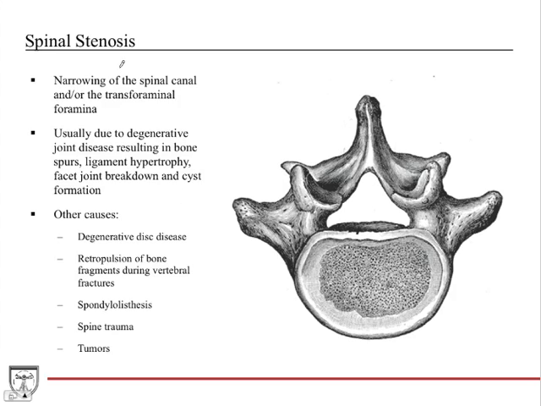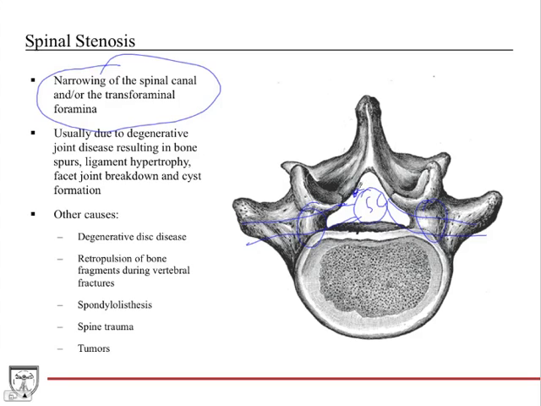So first, let's talk about what spinal stenosis is. It's narrowing of the spinal canal and/or transforaminal foramina. So that would be these sections here and here, where the spinal nerves are exiting out on either side. So it's both in the spinal canal here and in this transforaminal area here as well. So you have the spinal cord in here, traveling in the spinal canal.